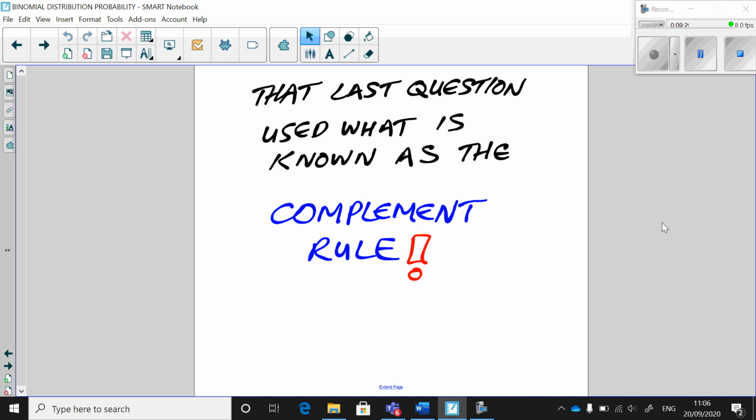But that last question that we looked at is using something that's known as a complement rule. And if we go back to the notes, I explain that a wee bit more. But you saw that in the last video, that when we rolled the dice, the probability of getting the 1 face up was 1/6. But the probability of not getting a 1 was 5/6. So the 5/6 was a complement of that, because all the probabilities add up to give you 1.